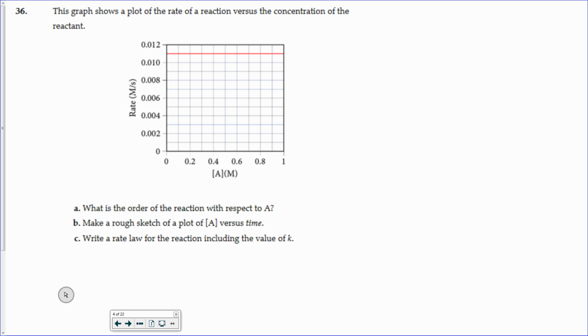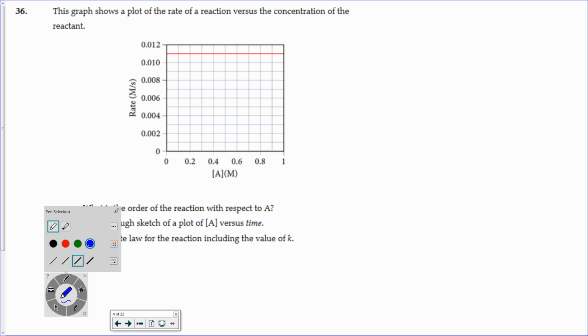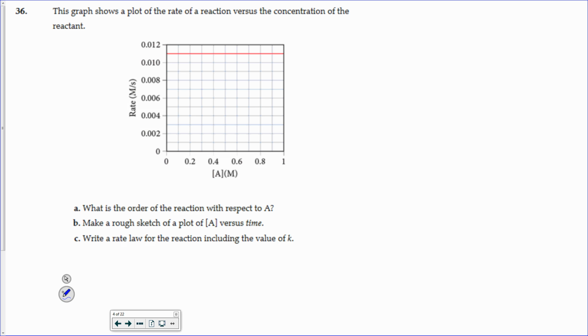So I've got a graph that's a plot of the reaction rate versus the concentration of the reactant. It wants me to take this piece of information and make some decisions about it. The first thing it asks is, what is the order of the reaction with respect to A? It doesn't tell me what the reaction is. The only thing it tells me is that this reactant A is being plotted and how the rate's changing with respect to that. And what we see in the graph is it doesn't change at all.